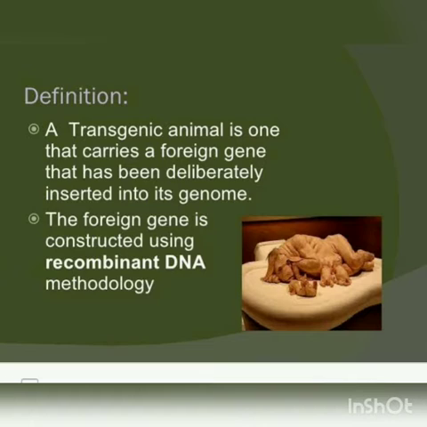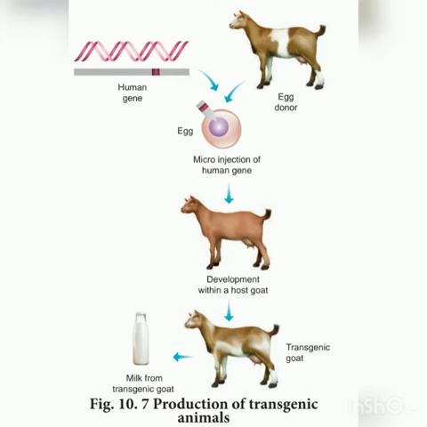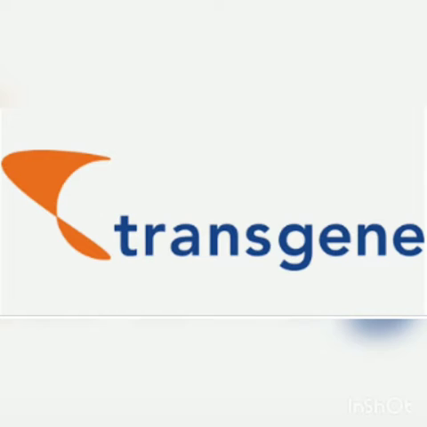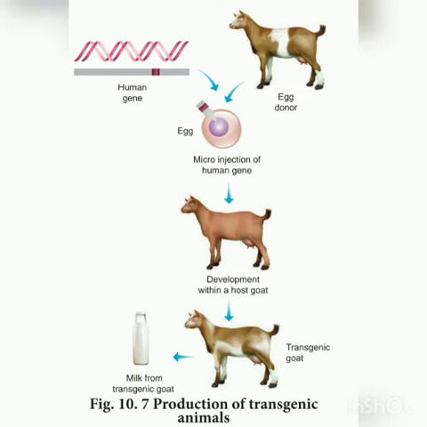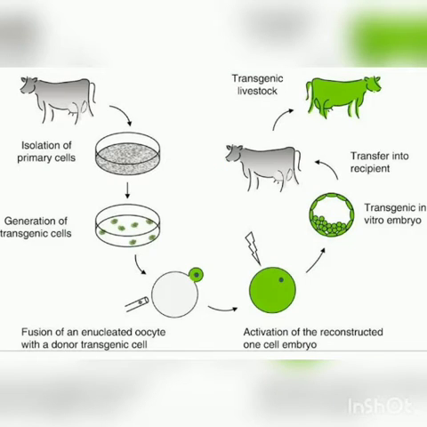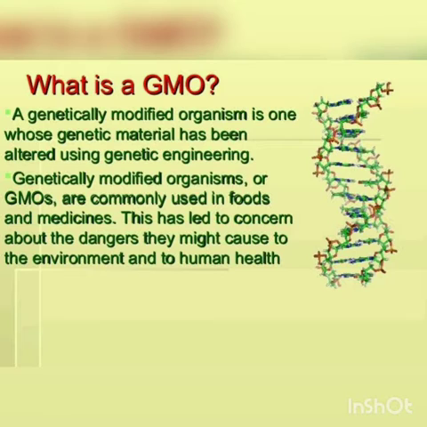So in order to get our desired quality of an animal, transfer of the desired gene is possible with the help of this transgenesis. The foreign DNA that is introduced is called a transgene, and the animals that are produced by DNA manipulation are called transgenic animals. It is also called genetically engineered or genetically modified organisms.